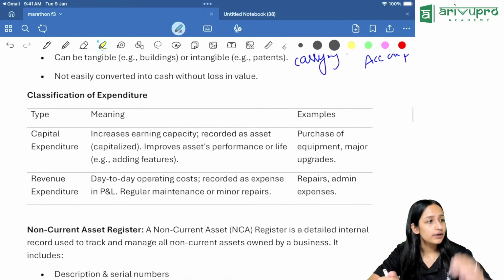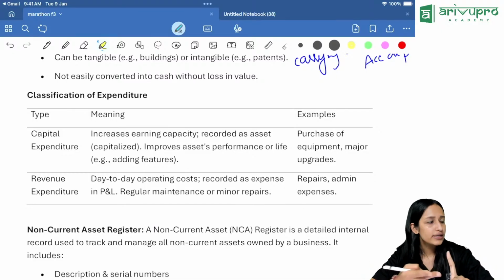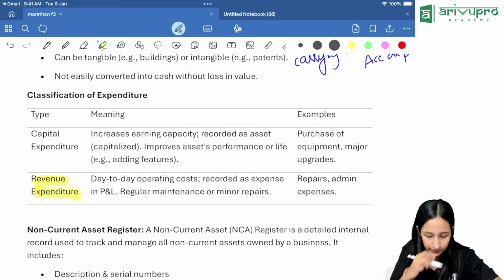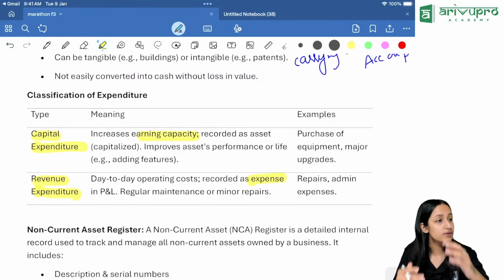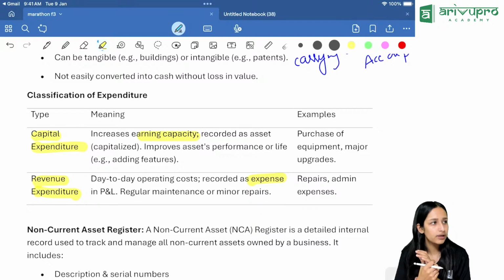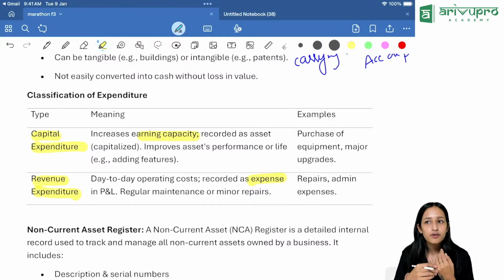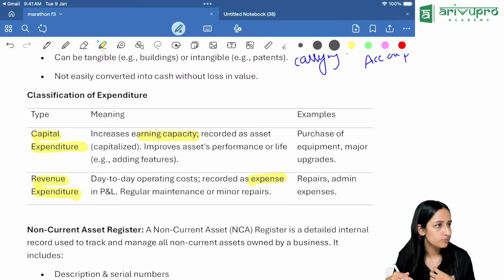Now, within non-current assets, there are two expenditures we'll deal with. One is the revenue expenditure, one is capital expenditure. Okay, revenue expenditure is something that deals with day-to-day cost. It is an expense. But capital expenditure is something that deals with increasing the business value. Okay, business or asset value. Now, this can be done through increasing the life of the asset, or through making the asset have the highest quality, etc. That's capital expenditure. Got it?